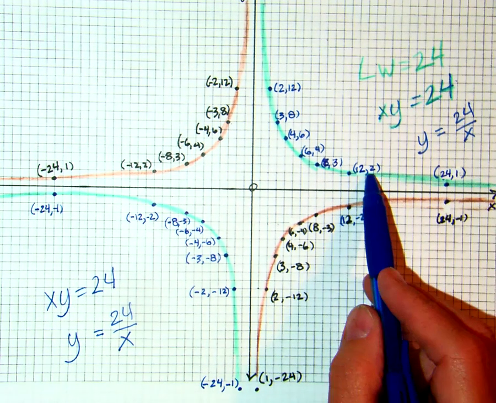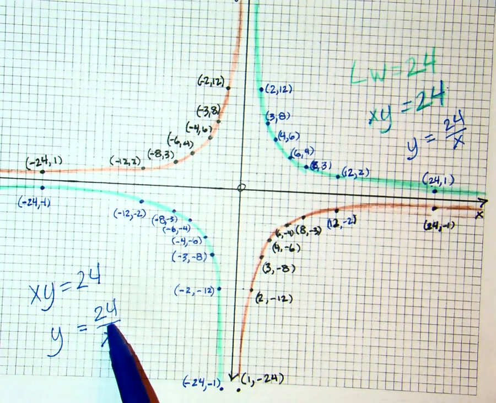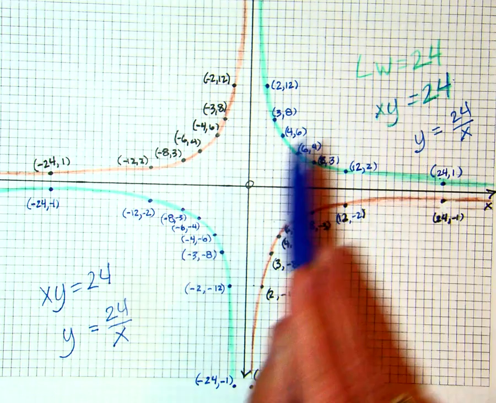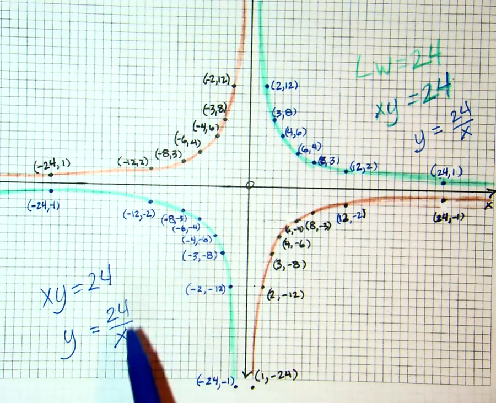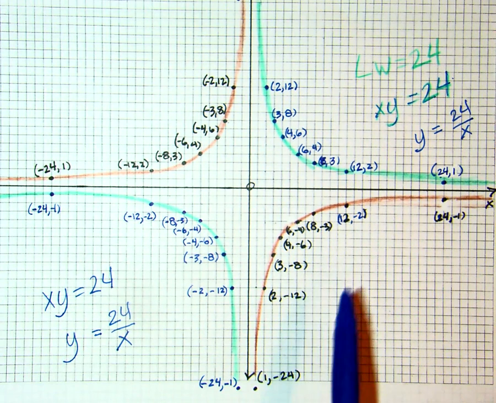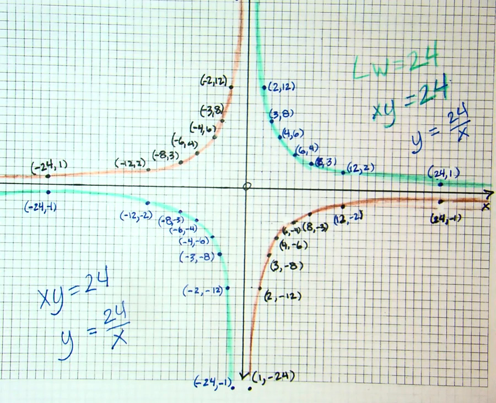I said 12 times 2 is positive 24. Negative 2 times negative 12 is positive 24. 3 times 8 is positive 24. Negative 3 times negative 8 is positive 24. So if one of them's negative and one of them's positive, well, what do I do here? I say 3 times negative 8 sounds like negative 24 to me.